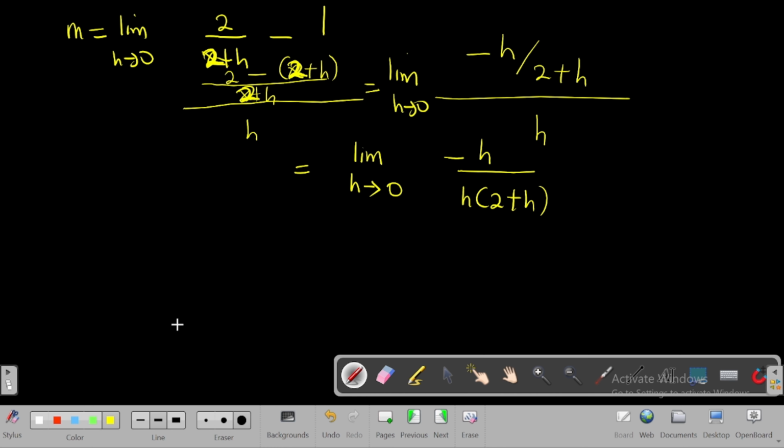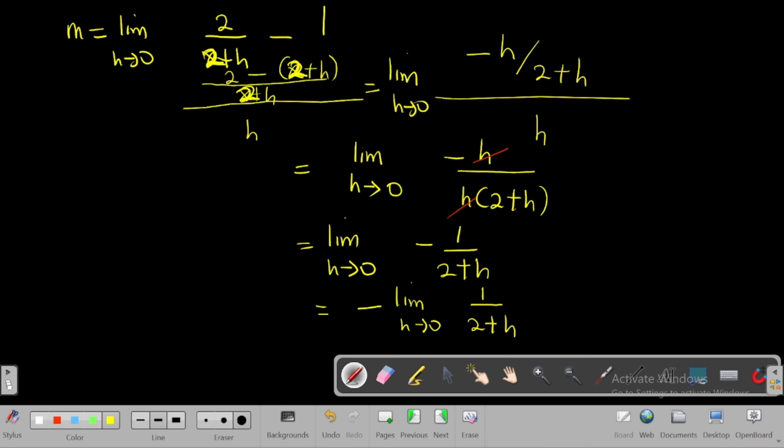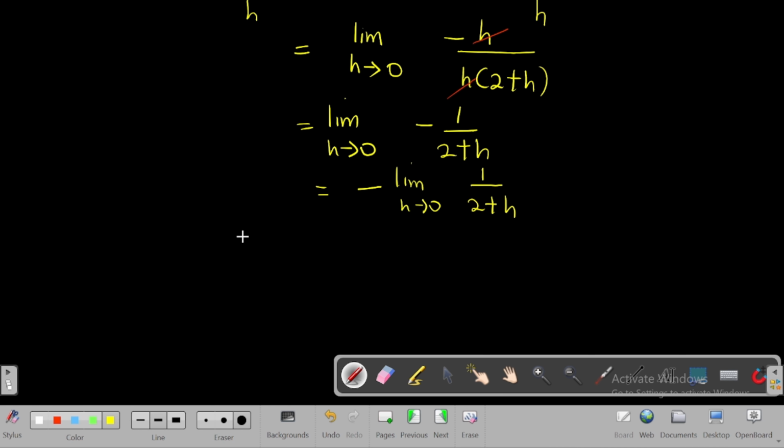So from here you know that h will cancel h, and then we'll have the limit as h approaches 0 of negative, here becomes 1 over 2 plus h. Since we have a negative value, we can bring the negative value outside of the limit, and then we'll have minus the limit as h approaches 0 of the function 1 over 2 plus h. Okay, from here we can see that the gradient is negative.